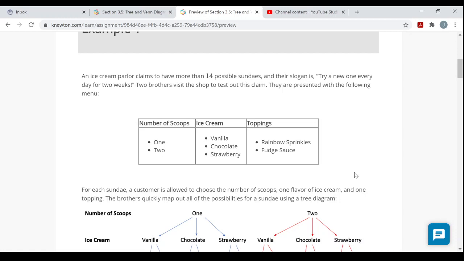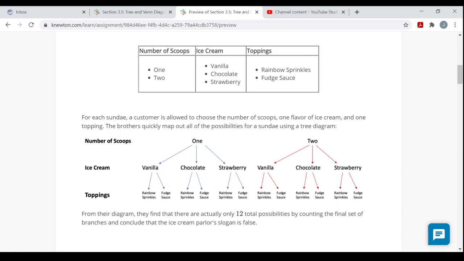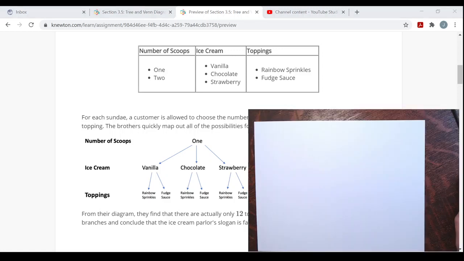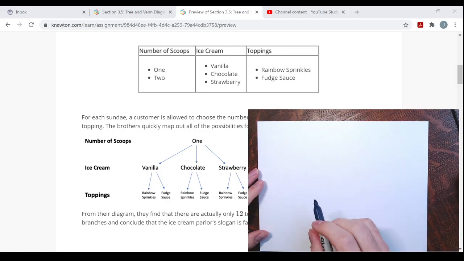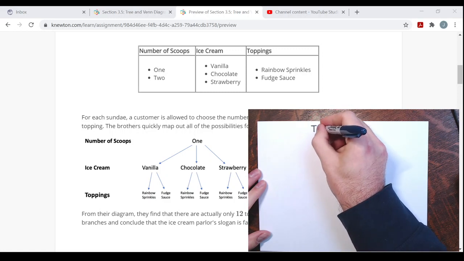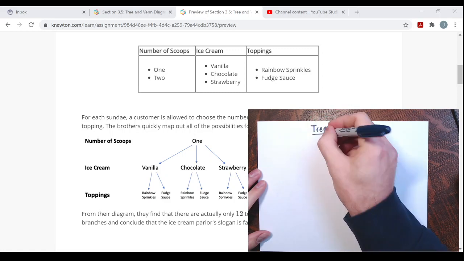All right. So now I'll draw the tree diagram here on a piece of paper. I'm going to scroll this down and pull up some paper here. Now I know they got the diagram there, but I want to show you how it was drawn. So you kind of go through each line of the diagram. This is a tree diagram for making these sundaes.